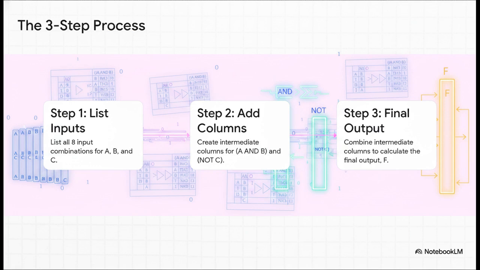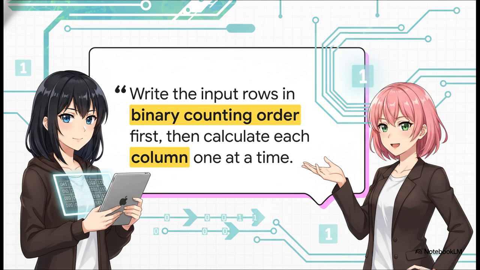Now the key is to not do it all at once. We're going to follow a simple 3-step process. First, list all your possible inputs. Second, and this is the crucial part, create some intermediate helper columns to solve the smaller pieces of the puzzle first, like the part in the parentheses. And finally, you just use those intermediate results to calculate the final output. Easy. And here's a fantastic little tip from the source material. To avoid missing any combinations, always write your inputs in binary counting order, 000, 001, 010, and so on. It's a foolproof way to guarantee you cover every single base systematically.